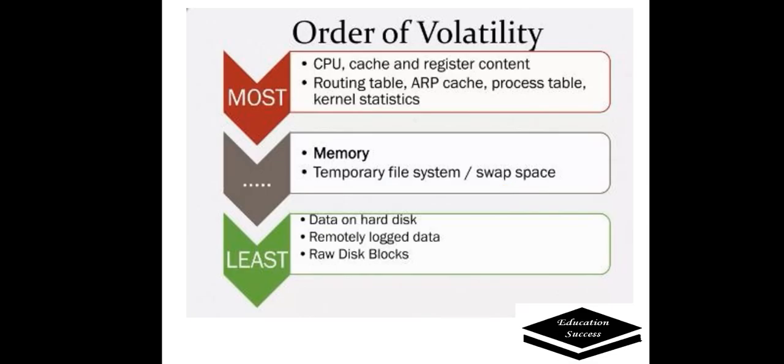Now we will see what the order of volatility is. As we have seen, order of volatility means the sequence in which data has to be collected. The most volatile data has to be collected first and the least volatile data has to be collected at last. So which one is the most volatile data? Most volatile data is CPU, cache and register contents, routing table, ARP cache, process table and kernel statistics. Medium volatility is memory, temporary file system and swap space. And least volatile data is data on hard disk, remotely logged data, raw disk blocks.